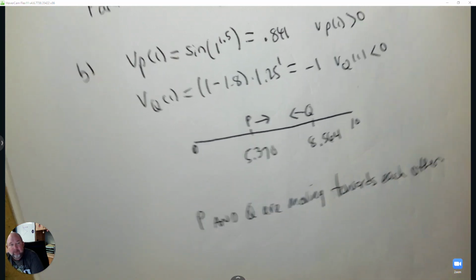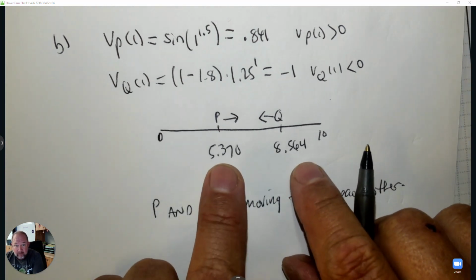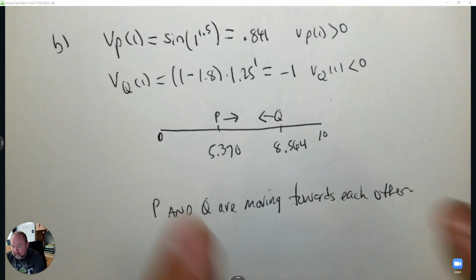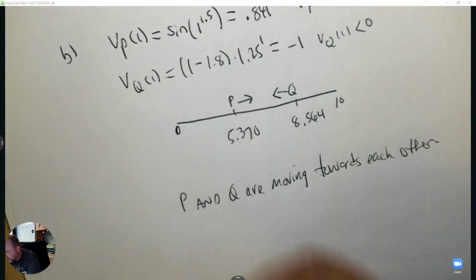So to understand if they're moving towards each other or away, we need to know its velocity, so you know what direction it's going, and we need to know the position. So we know the position and direction. Put it on a number line so you can see what direction they're going, if they're going towards each other or away. All right, part C.